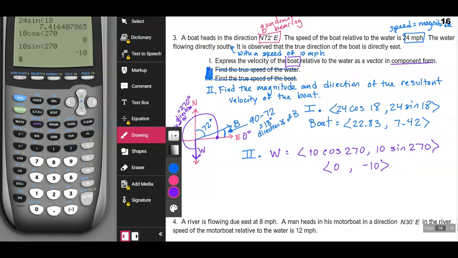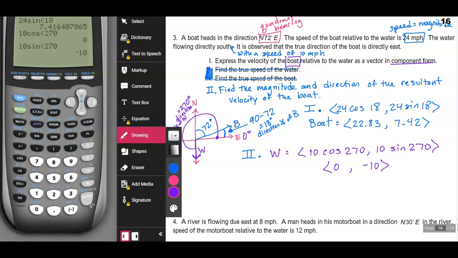Of course, you can still use the formula if that's too much for you to put. You can still use 10 cosine 270, 10 sine 270. Okay, so now that we have our two, we need to find the resultant magnitude and direction. In order to find the resultant magnitude and direction, we need to know the resultant velocity in component form.